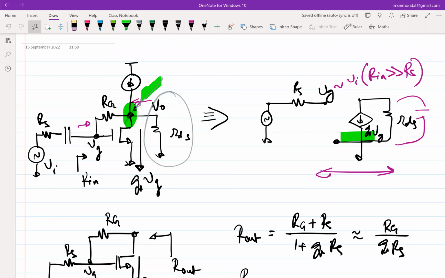It was okay when we did it on the input side, right? You were fine. So Rin has to be much greater than RS. For the output side, I said that looking in that side should be much greater than RDS.